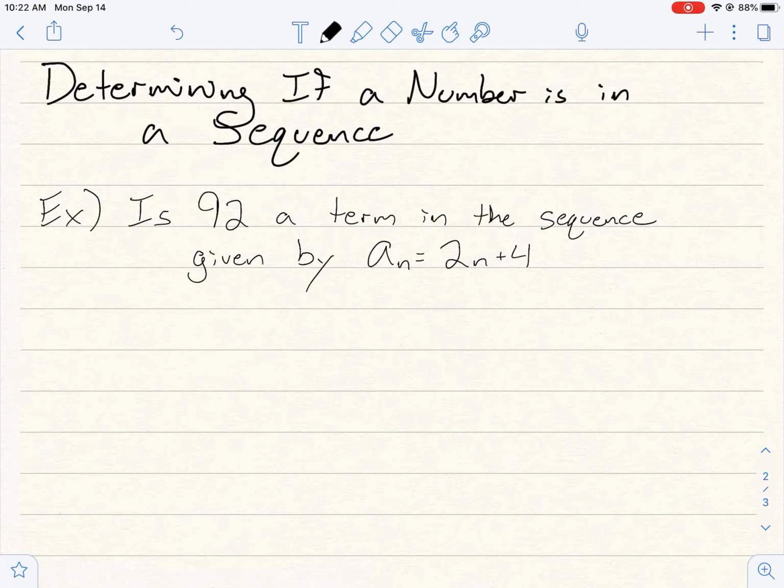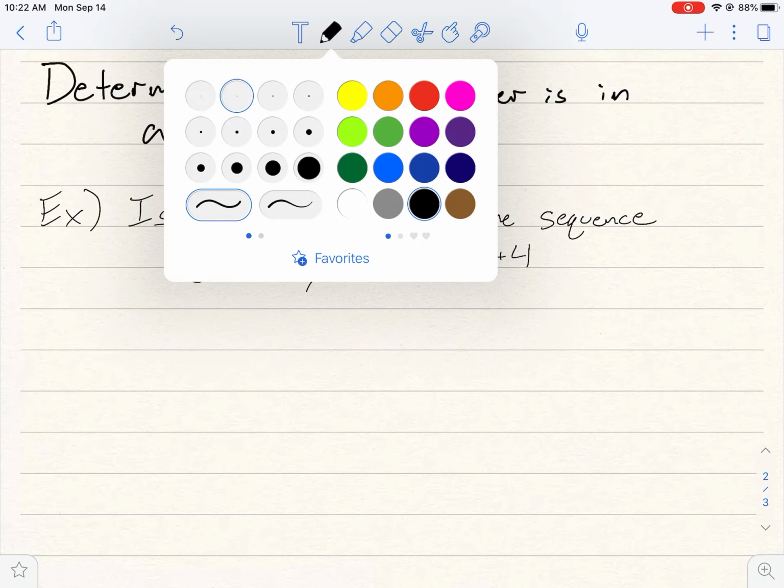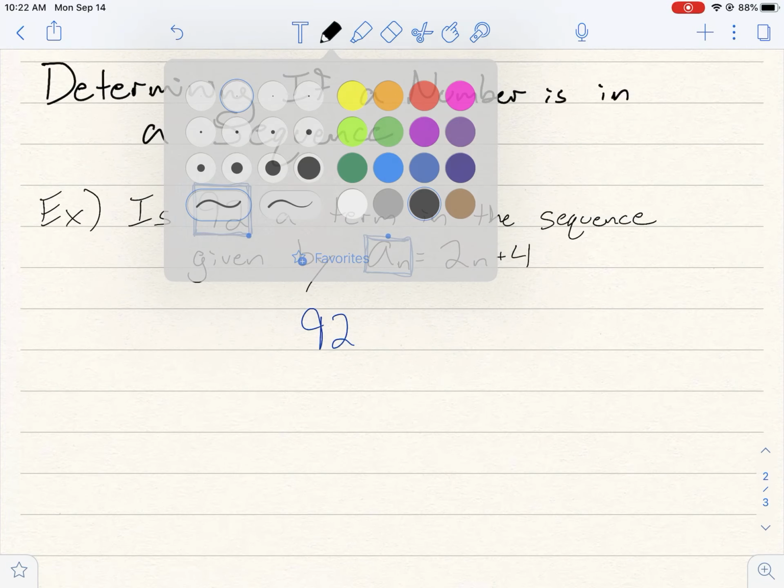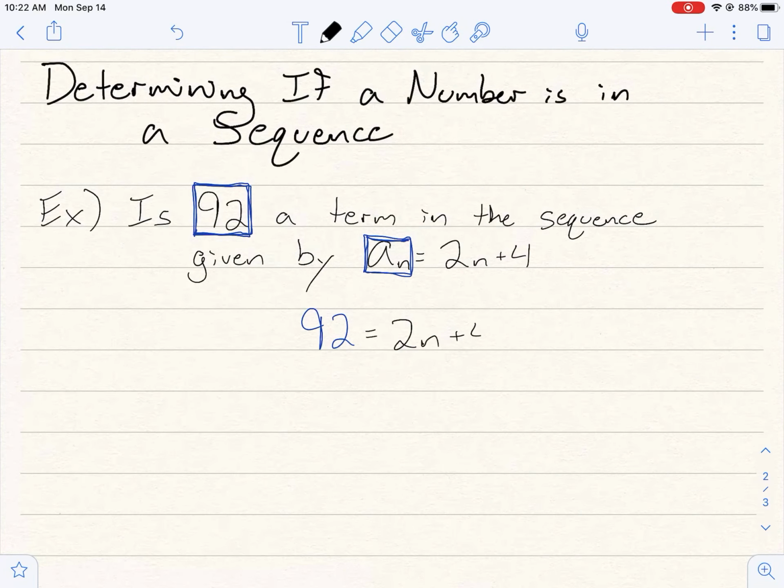Now, you could start using this to find the first couple numbers of your list, but how much work is that going to be to try to make your entire list to see if 92 is going to pop up? So what we're instead going to do is say, if 92 is in our list, then it would have to equal our formula here and work out correctly. So I'm going to take 92 and plug that in for a sub n. I'm just replacing a sub n with 92. So 92 is equal to 2n plus 4.